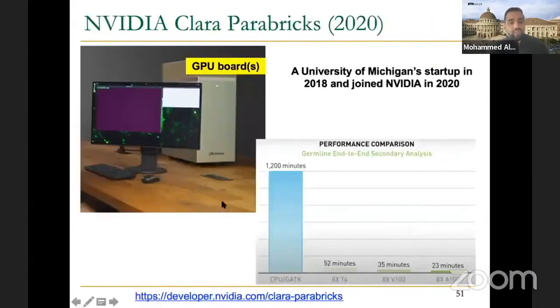And you can see we now also have solutions from NVIDIA. They started in 2020 with the Parabricks solution, a pipeline for accelerating multiple steps in genome analysis, including read mapping and variant calling.